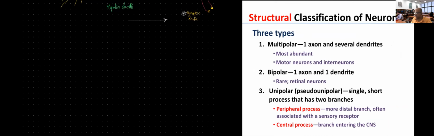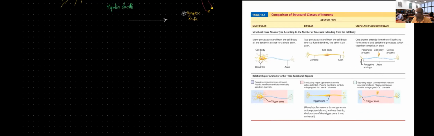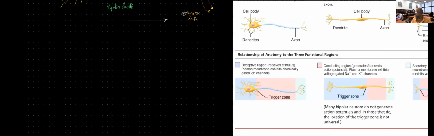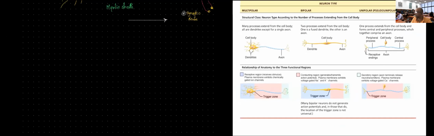We classify the neurons into three main types. We have multipolar. As you see here, the cell body has multiple processes. Many of them would be the dendrites, and one long process is the axon. So the cell here has more than one pole. We call those multipolar neurons.